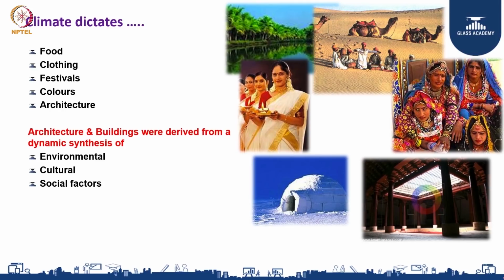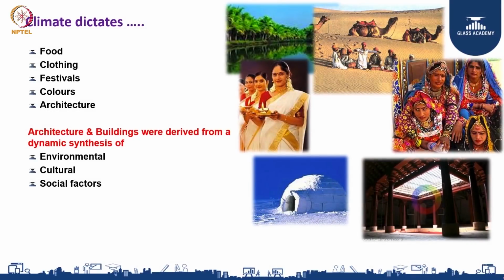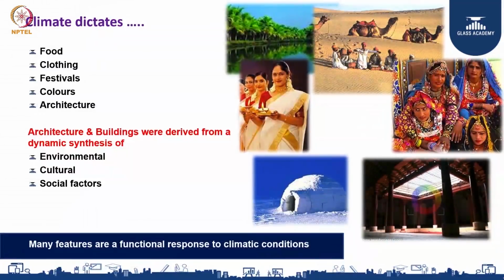So all of us do know that ancient or traditional forms of architecture were basically a dynamic synthesis of your environmental, your cultural and your social factors. So the critical component is we are not talking about anything new. When we talk about envelope design or green building focus, we are only trying to see how we actually bring in all these factors that once influenced our design process. Of course, today we face a lot of constraints in that process, and how do we overcome that? So many features in architectural design per se are a functional response to our climatic conditions.